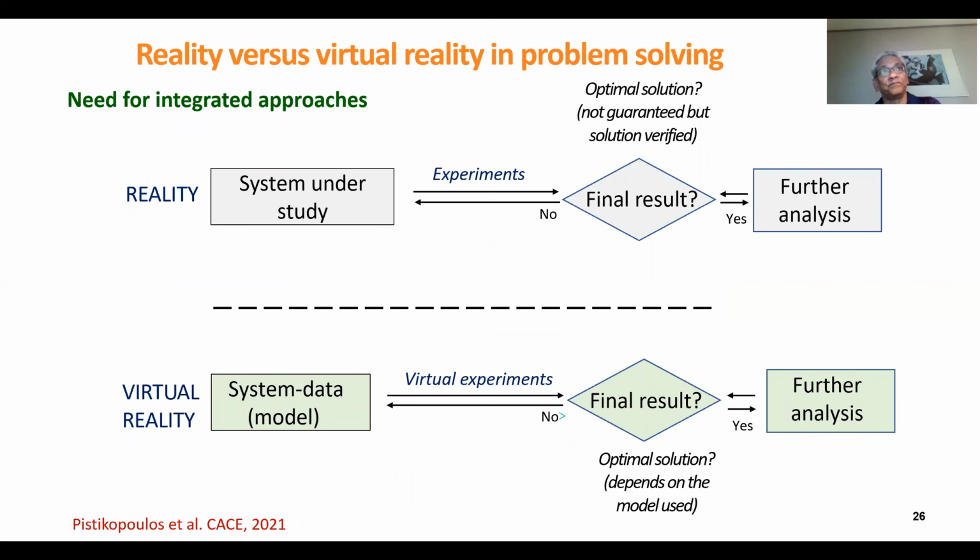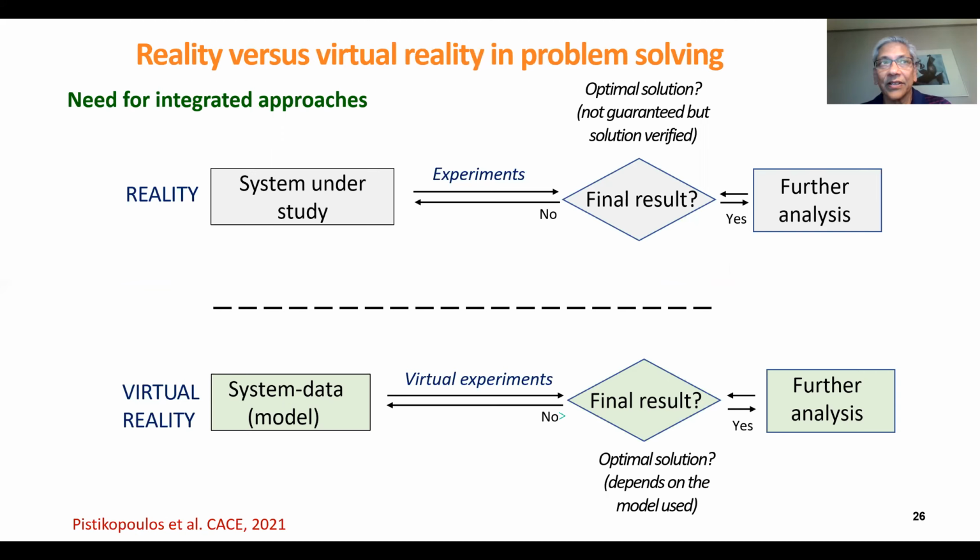Another thing to look at is reality versus virtual reality. Most of the problems we are solving, or let's say products and processes we are designing, are based on experiments. In the scheme above the dashed line, we have a system, we study it, and do experiments under different conditions. We like one experiment, and then we say that is our final solution. That is our solution, and we develop the product or the process. But the question, of course, is, even if it satisfies our requirements, is it the optimal?